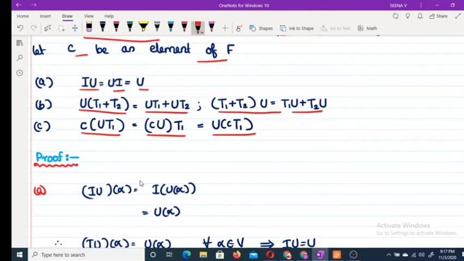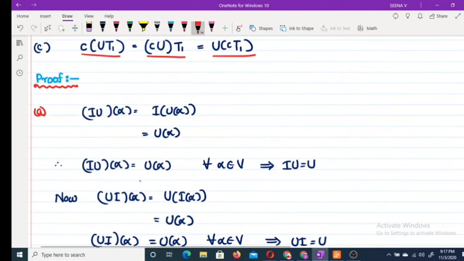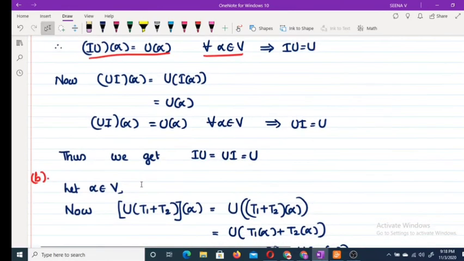Now, what is IU of alpha? IU of alpha equal to I of U alpha. I is an identity map. Therefore, I of U alpha is U alpha. IU of alpha equal to U of alpha for every alpha belonging to V. This implies IU equal to U. Now, we have to prove UI is equal to U.